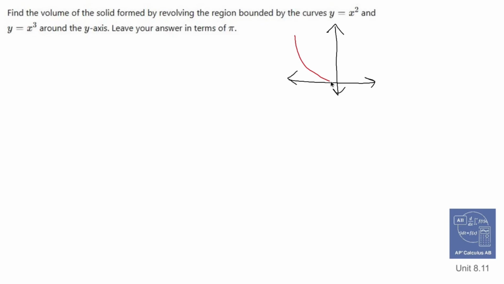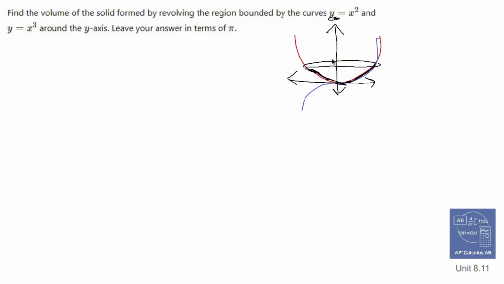Okay, you graph y equals x squared. I'm still graphing it like that. You graph y equals x to the third, and that happens. You have this neat little sliver that's going to take place in between. Now we're spinning it around the y-axis. So by spinning it around the y-axis, you basically get a hollow bowl.